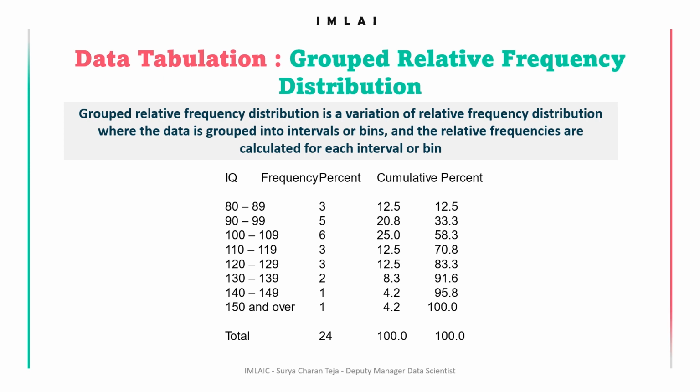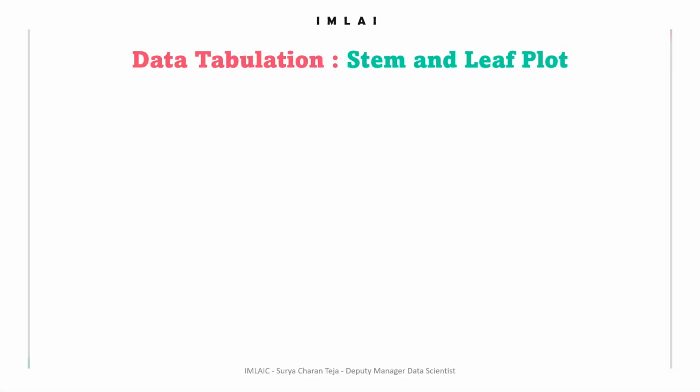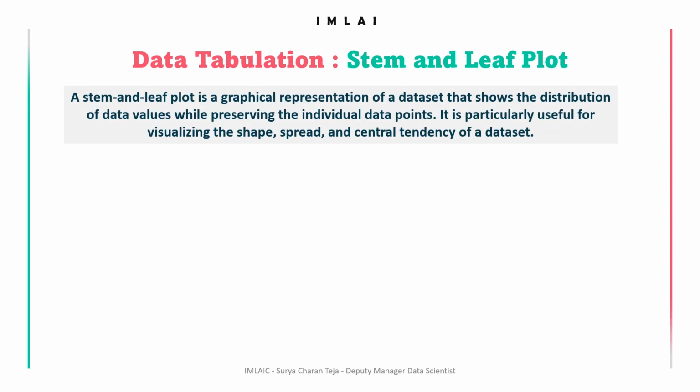So now let's look into the stem and leaf plot. A stem and leaf plot is a graphical representation of a data set that shows the distribution of data values while preserving the individual data points. It's particularly useful for visualizing the shape, spread, and central tendency of a data set.